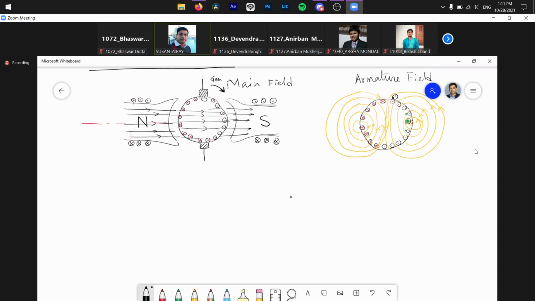You can explain it by Fleming's rules. So I have assumed that as a generator, this particular machine that I have drawn here will rotate in the clockwise direction. Am I right? Or wrong? Anyone? Yes, sir.